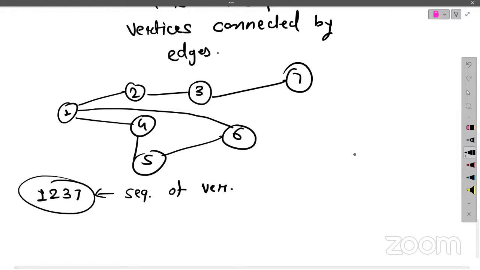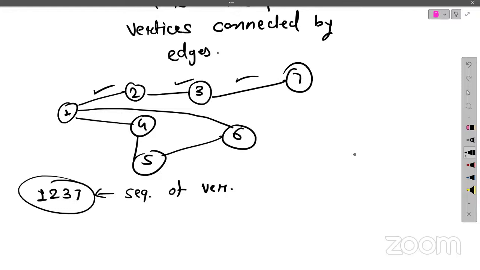And here, the next vertex is connected to the previous vertex via one edge, right? So 1 is connected to 2 via this edge, 2 is connected to 3 via this edge, and similarly here also. So every next vertex is connected to the previous one via a single edge. Such a sequence is known to be a path. In graph theory, generally we do not repeat a vertex in a path.